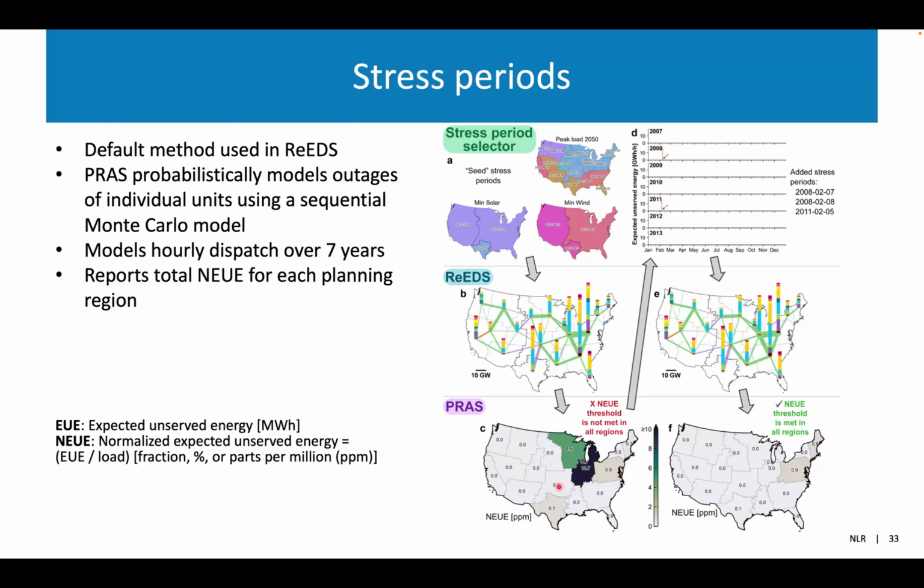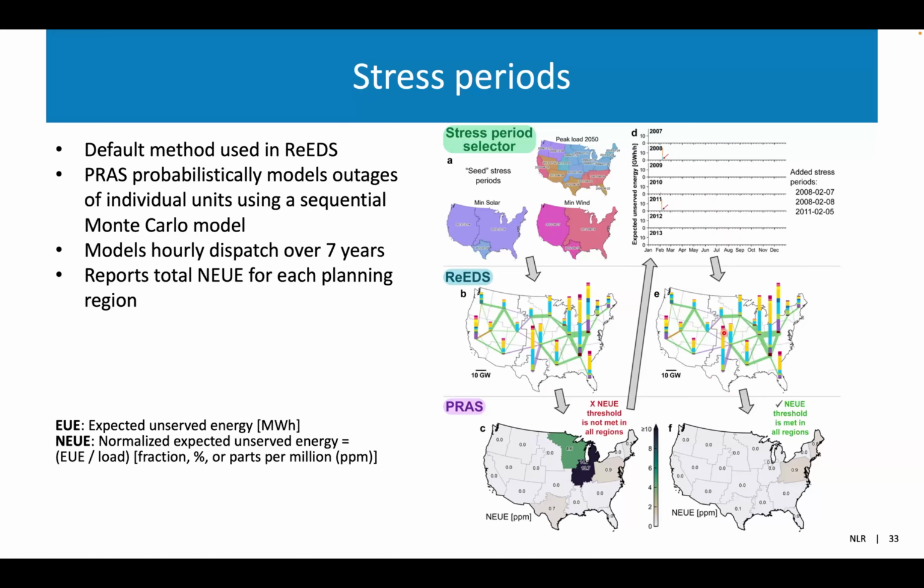PRAS will conduct its resource adequacy assessment over each planning subregion using hourly dispatch over 7 years of weather data. It'll calculate each subregion's normalized expected unserved energy, which is used as the metric for determining a system's resource adequacy. PRAS will then determine if all subregions' NEUE is below the threshold that the user defines. If not, like in this example, PRAS will then identify periods with the highest level of unserved energy and then pass these new stress periods back into ReEDS to re-optimize, now considering these stress periods.